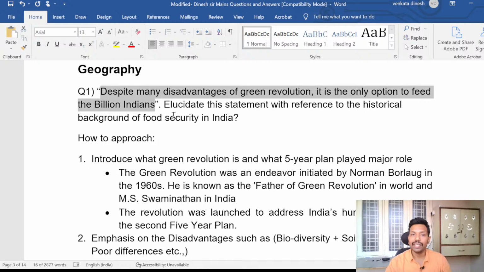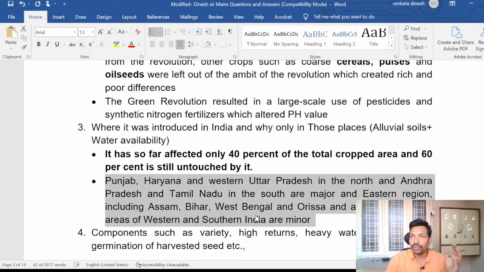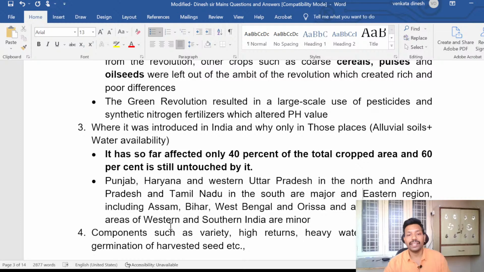The second part of the answer should be a small pinch of food security and historical background, right? Now, where it was introduced in India and why only in those places, for example, alluvial soils, because we have rivers. Wherever rivers deposit, where we have Godavari and Krishna, and areas like Western UP. In Western UP, we have Ganga and Yamuna deposition. That is one place. Punjab, Haryana, Western UP in the north, and Andhra Pradesh and Tamil Nadu in the south are major, and the eastern region, including Assam, Bihar, West Bengal, Odisha, and arid and semi-arid areas of Western South India are minor.